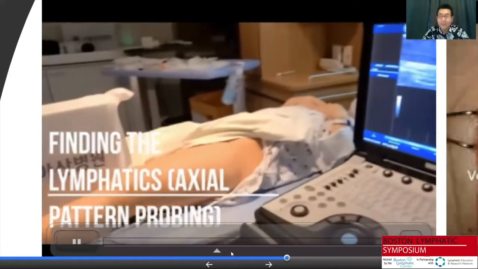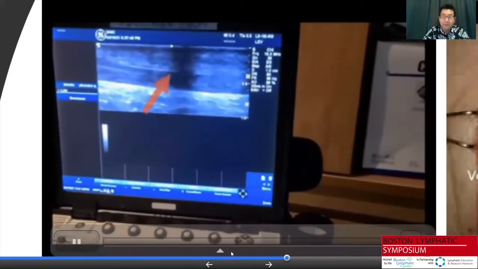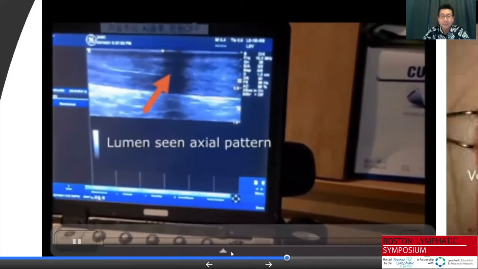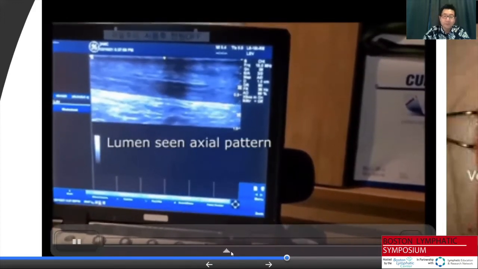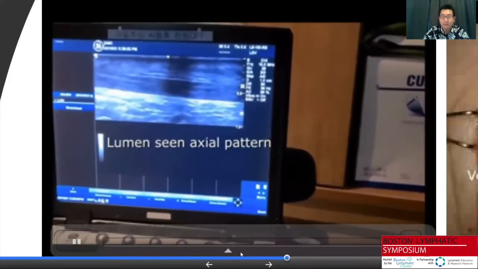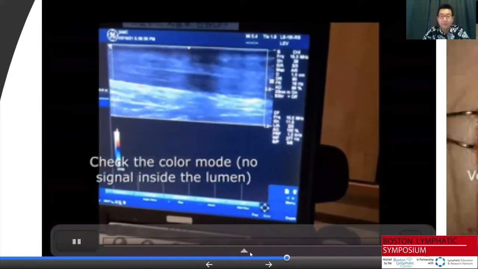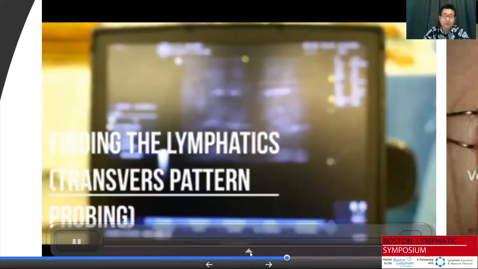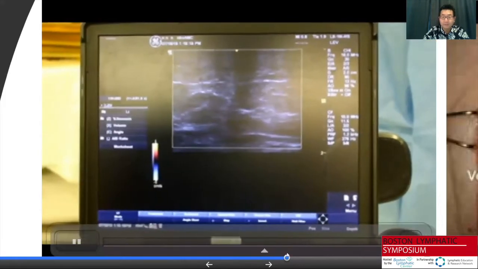And now we're trying to find the lymphatic vessel near the superficial vein with an axial and a transverse view to see the pathway of the lymphatic vessel. Again, the lumen is slightly seen, and you can see on the compression test that the lumen is not compressed. It does take a little bit of practice, but once you get the hang of it, it's quite easy to identify the lymphatic vessel seen in the axial. If you're not sure about it, then you double check in the color mode. Even with compression, you will not see any filling of that small lumen. And now we're tracing it with a transverse pattern to see the pathway of the lymphatic vessel.